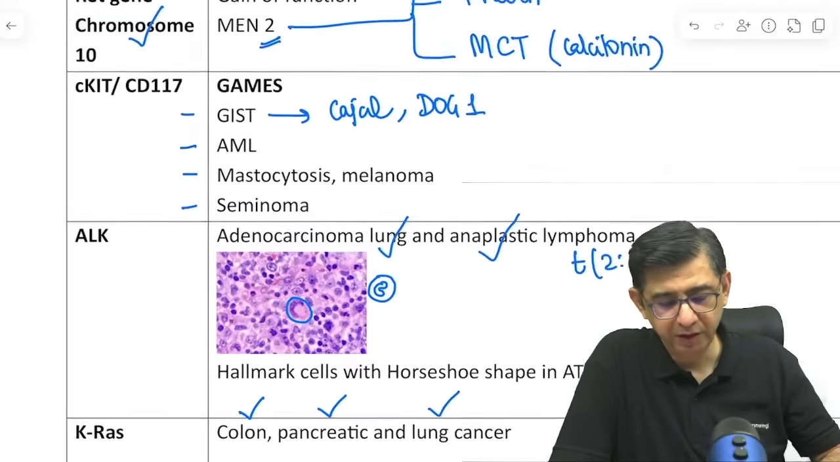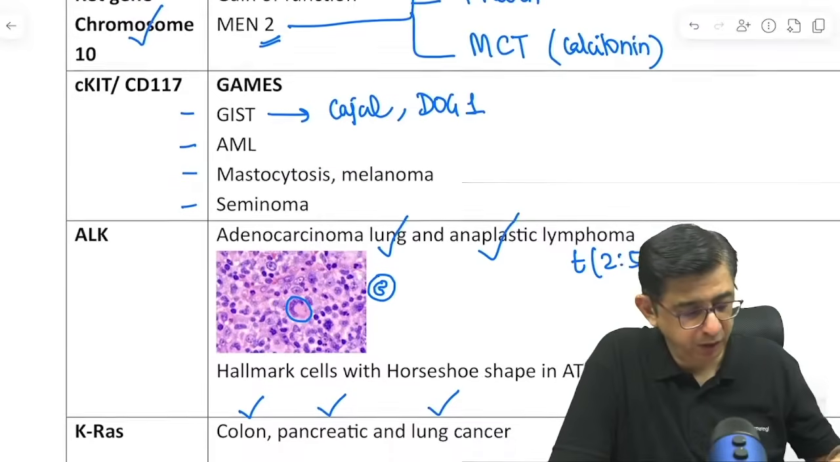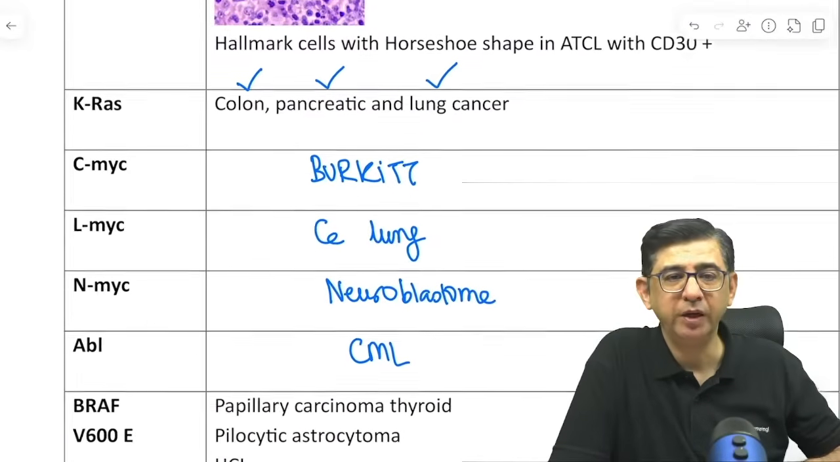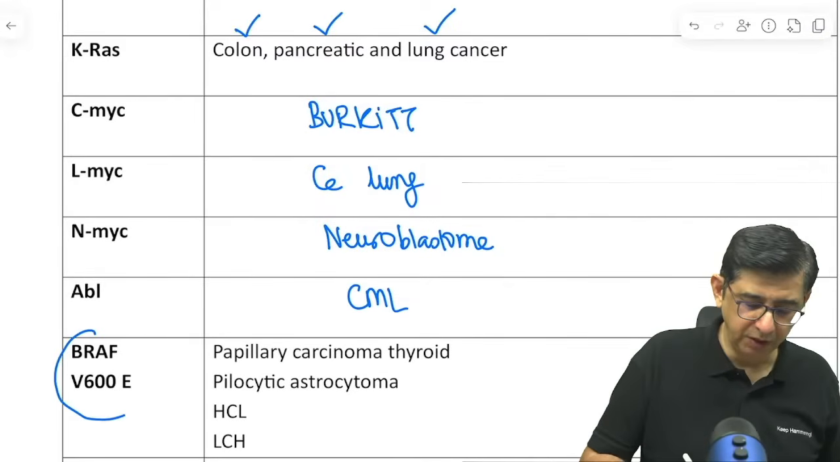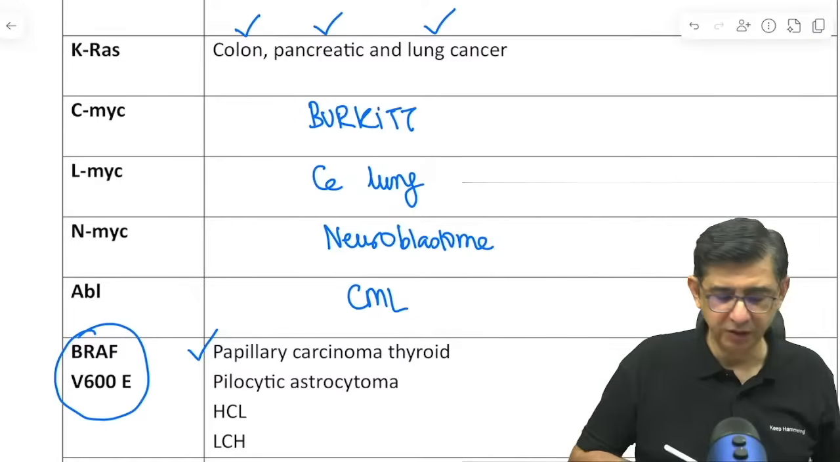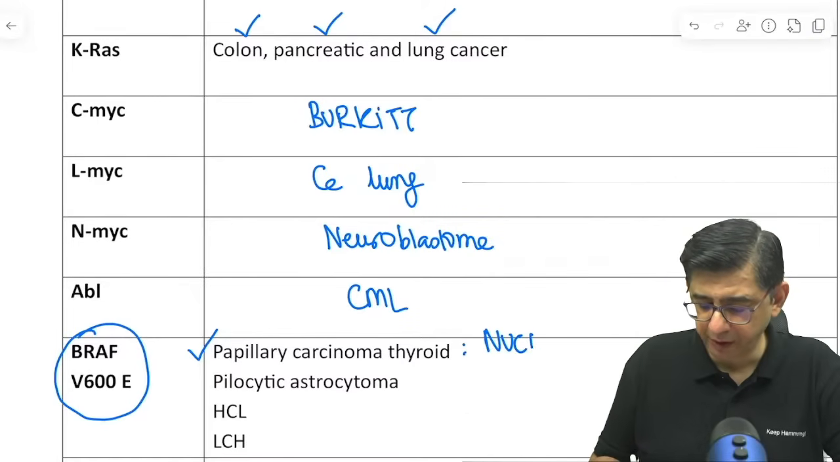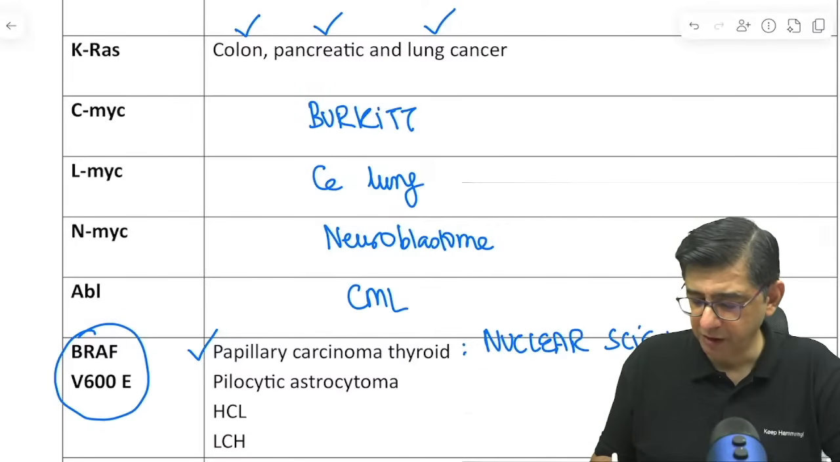So we're just revising the important mutations, the must-know genetic mutations table that we're starting at the moment. And we are done with ABL at the moment. Next would be BRAF V600E. That would be for papillary cancer of thyroid. Most of the time, the important risk factor for this would be radiation exposure. So most questions might mention that the patient is a nuclear scientist.